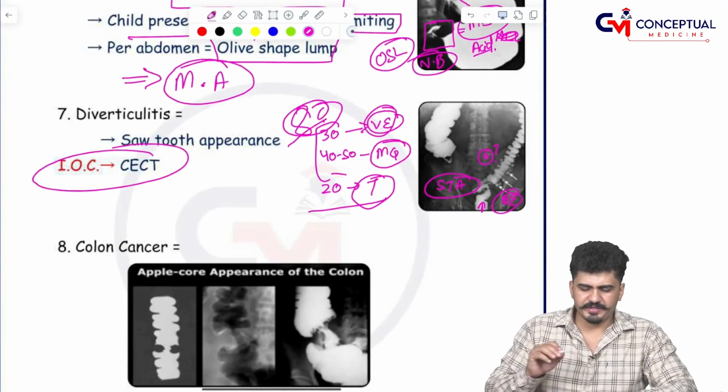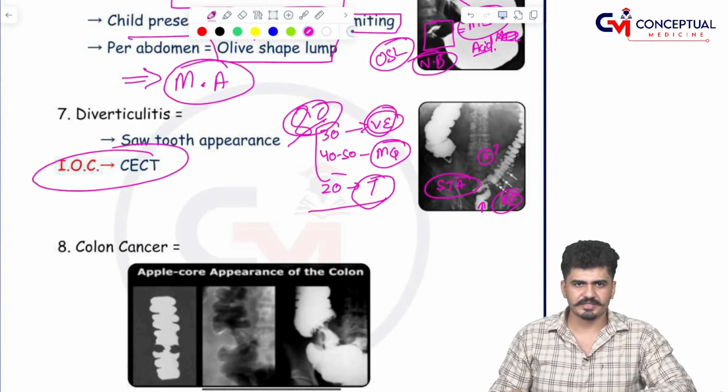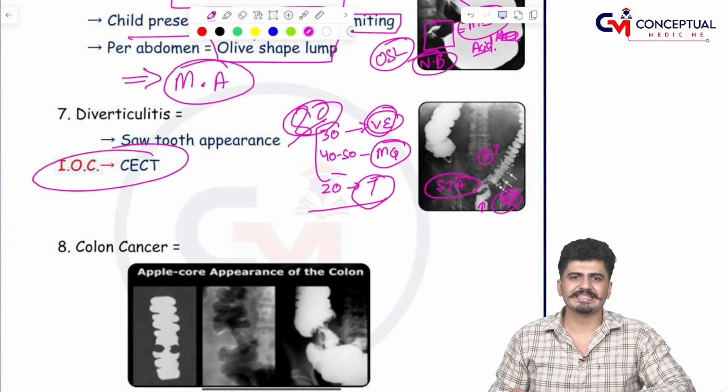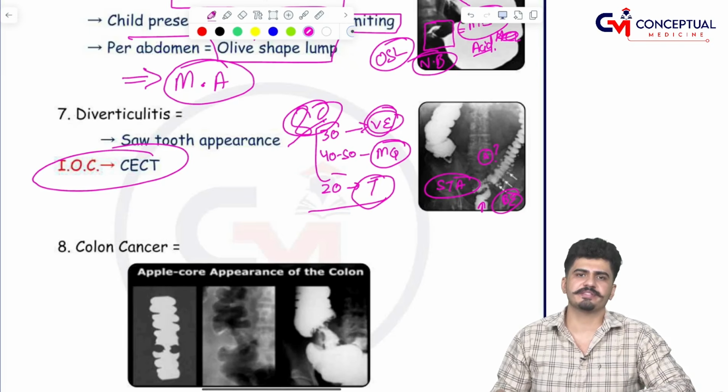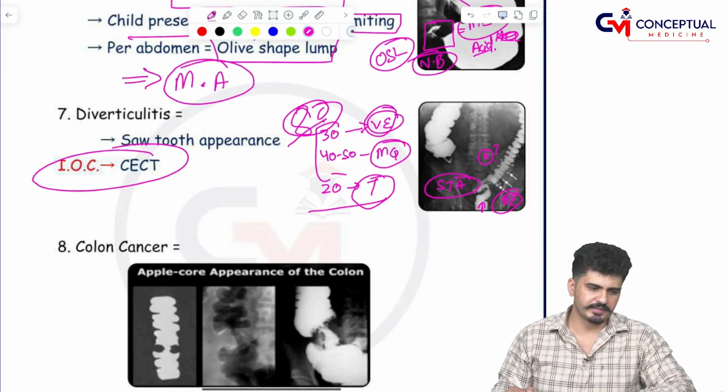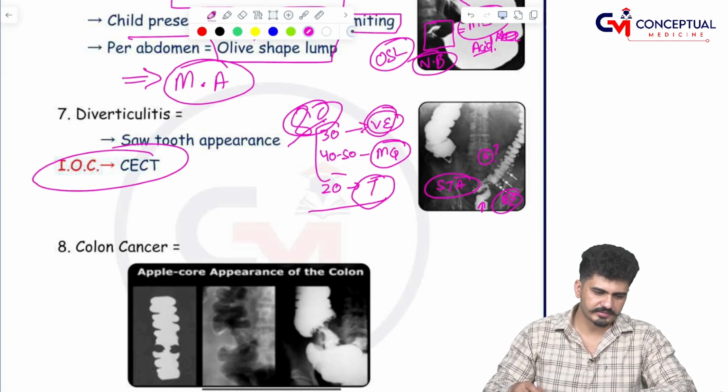Now, diverticulitis: if someone is asking for the investigation of choice, it is going to be CECT, but the initial first investigation, barium enema, we will put and we will see a sawtooth appearance. Okay? Chalo.